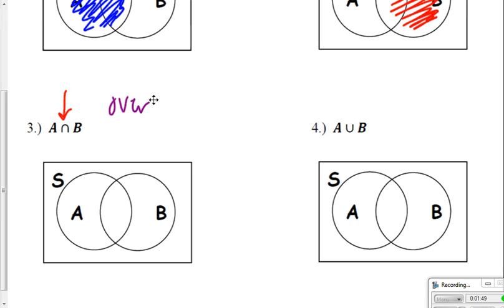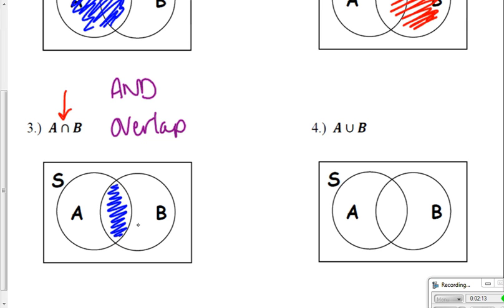We want to remember that, sorry, my handwriting is so horrible with this new stylus and laptop that I've been using. The idea of intersection is one of overlap, and we want to think of it along with the word and. So this means things that are in A and in B, which would be this region of the Venn diagram.